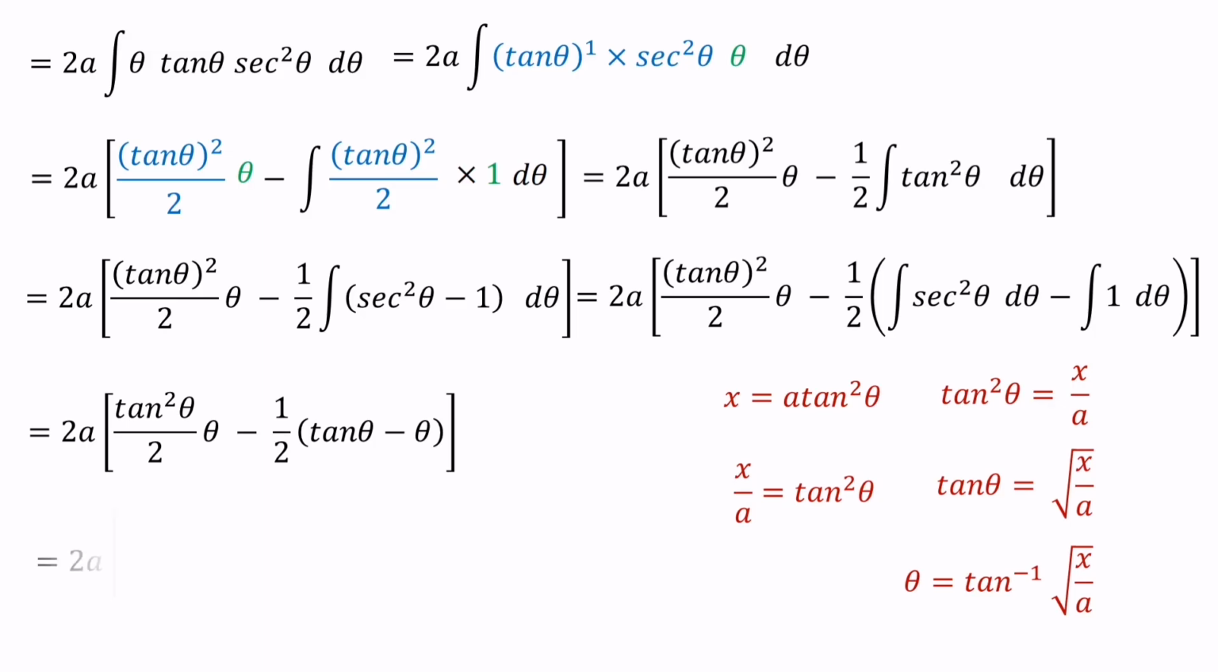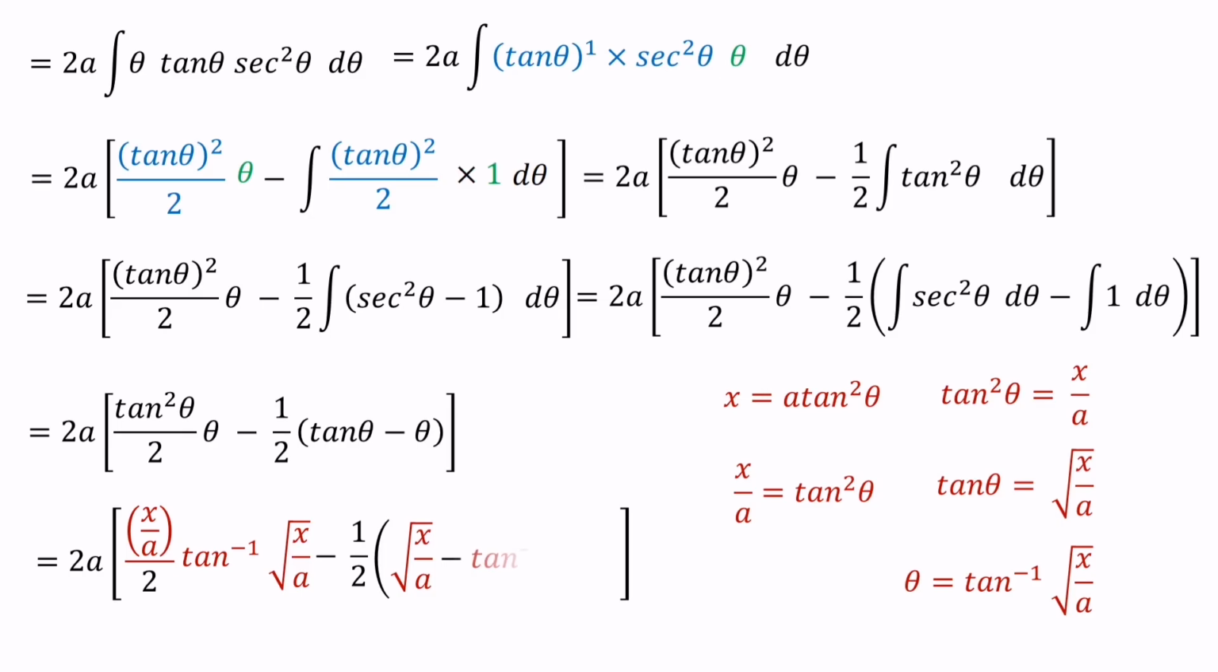First one, tan squared theta. Instead of tan squared theta we can write x over a. Second one, theta. Instead of theta, we can write tan inverse square root of x over a. Instead of the tan theta value, we can write root x over a. Finally, instead of the theta value, we can write tan inverse root x over a.